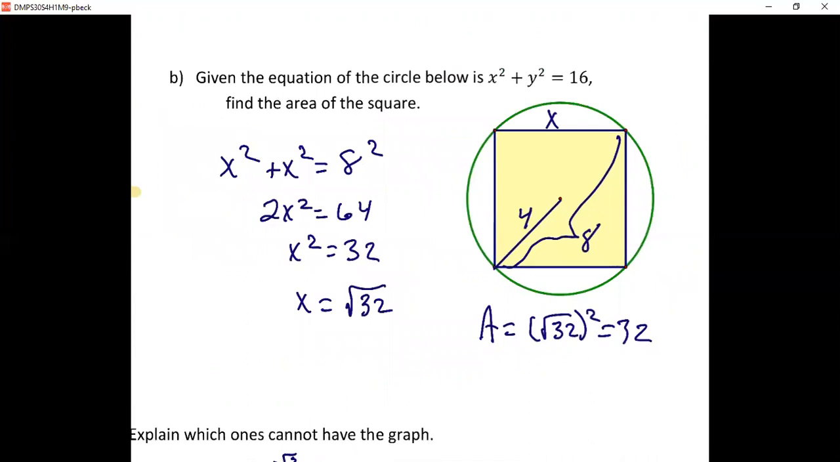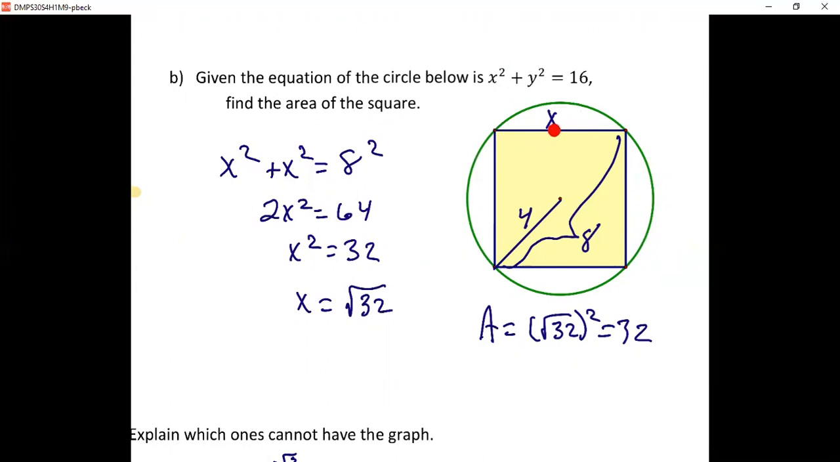For part B, what I love about this problem is the geometric aspect. First thing is we do have the r squared of 16, which tells us the radius is 4. If I double that, I get 8. Now the question is, how do we come up with the area of the square? In order to come up with the area of the square, I need to know the side of my square.